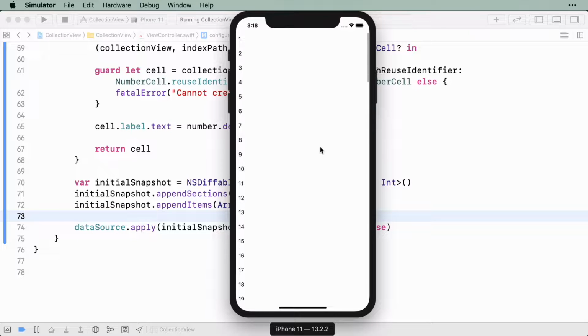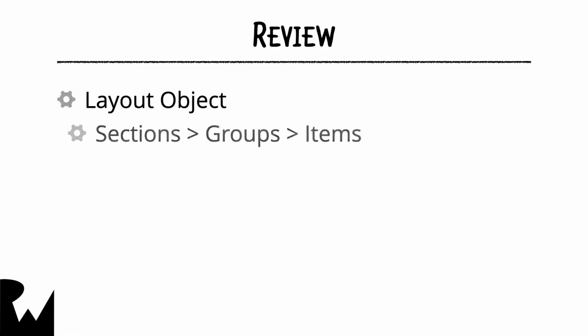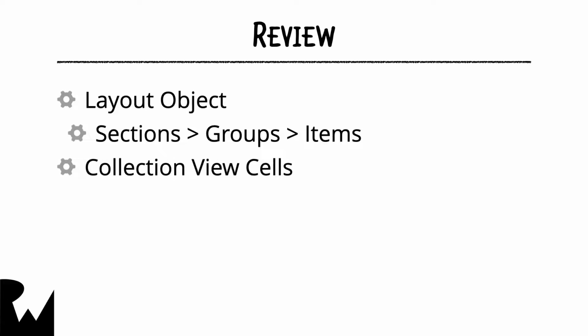You've defined 3 key components to get to where you are now. A layout object that defines the layout in terms of sections, groups, and items. A collection view cell that displays the actual data. Each cell corresponds to a single item in the layout object. And finally, a data source that provides the data and helps set it all up using a snapshot.